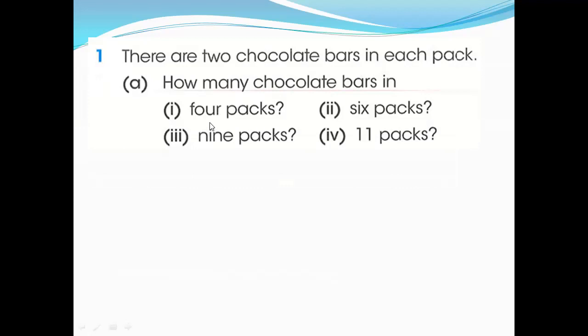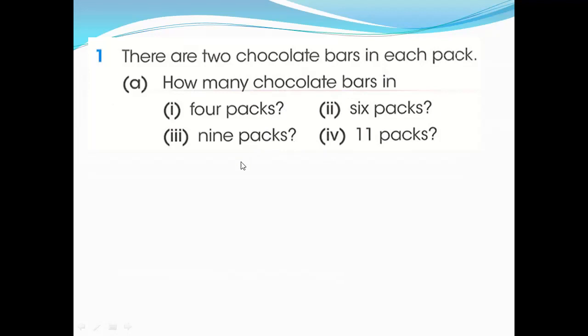Easy. If I have four packets, it means four multiply two. Like this, six packets, six multiply two. Nine packets, nine multiply two. 11 packets, 11 multiply two. We need to multiply with two because in one pack we have two bars.